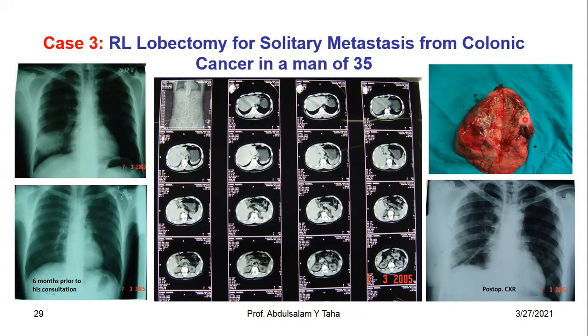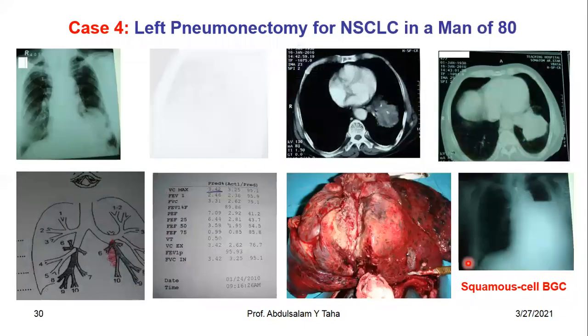That was the specimen of the right lower lobe, and the tumor mass is visible here. And the patient did well post-operatively. That was a post-operative chest X-ray with a fully expanded right lung.